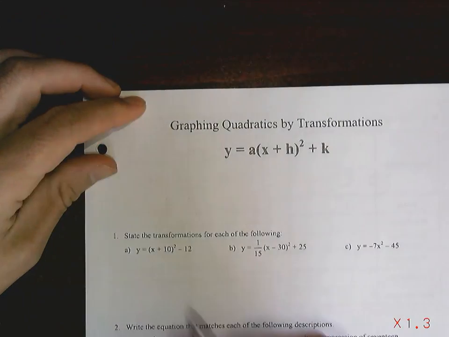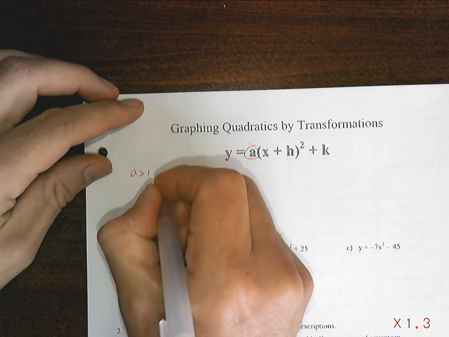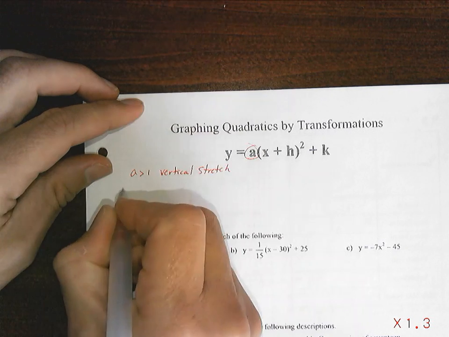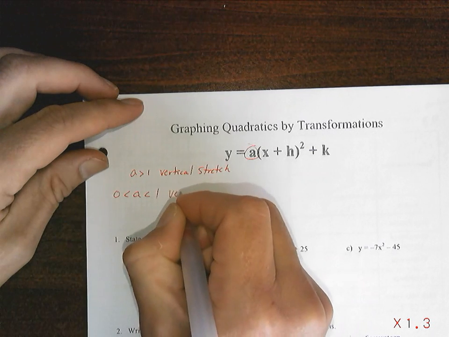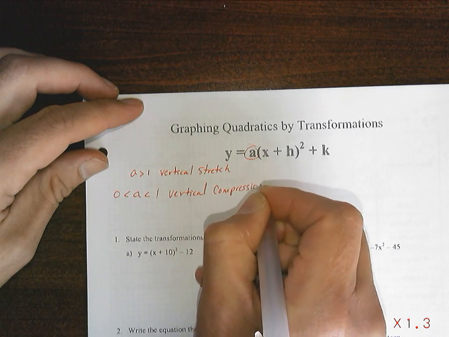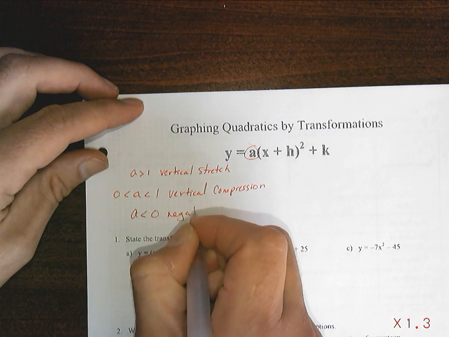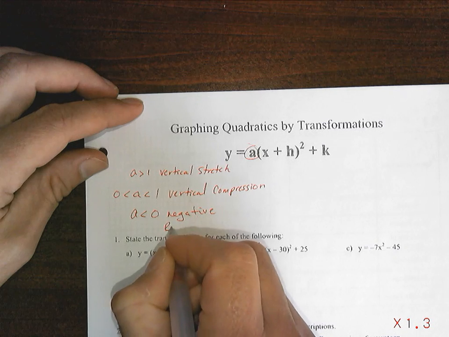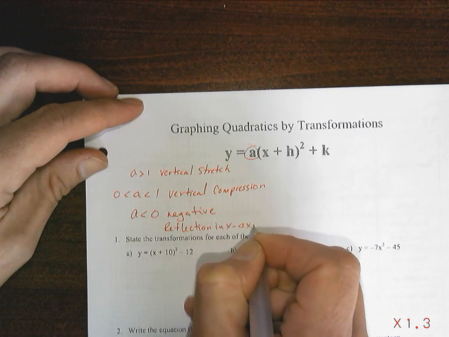So, a little bit of a recap. If we're looking at the A value here, if A is greater than 1, then you're looking at a vertical stretch. If A is between 0 and 1, then you're looking at a vertical compression. If A is negative, regardless of whether it's a vertical stretch or a vertical compression, then it's a reflection in the x-axis, which means it opens down.